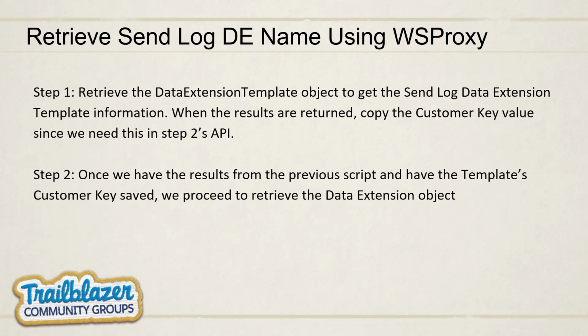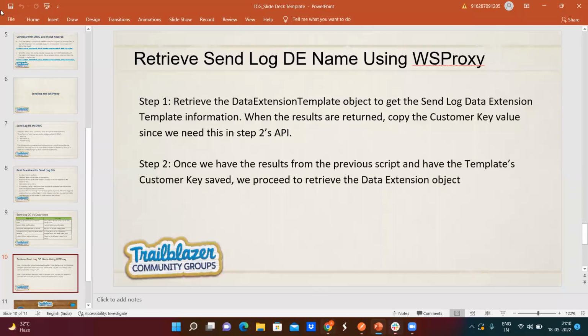WSProxy. Basically you need to perform two steps. In the first step, you retrieve the data extension template object. In this object, you will get a column named customer key, and on the basis of the customer key, you can run another WSProxy script. There you can provide the customer key and retrieve the data of the data extension object directly. For this, I have created two CloudPages in the instance.